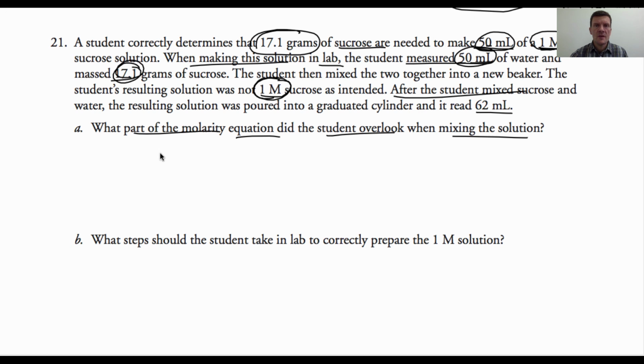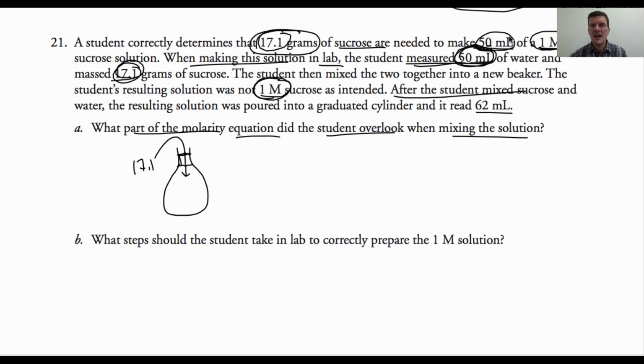What you need to do when you're making a solution is you need to keep in mind that the end solution volume has to be a specific amount. If you take a container, all right, and you measure your 50 milliliters, you've measured your water here, all right, and then you put in your 17.1 grams, guess what's going to happen to your volume of the water? It's going to go up. You added something, now your volume of water went up. Now your solution is actually greater than it should be.